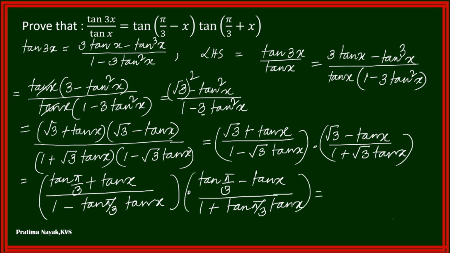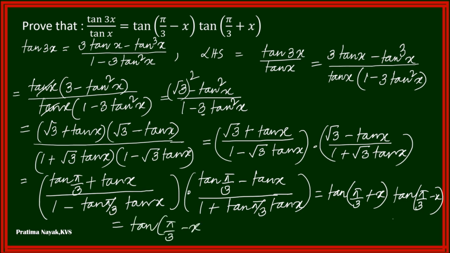First one is tan a plus tan b over 1 minus tan a into tan b, that is nothing but your tan a plus b, tan of pi by 3 plus x. And second one will be tan a minus tan b over 1 plus tan a into tan b, that will be tan of pi by 3 minus x. So this is your right hand side. So you can check once, this is given tan pi by 3 plus x. So RHS, hence proved.